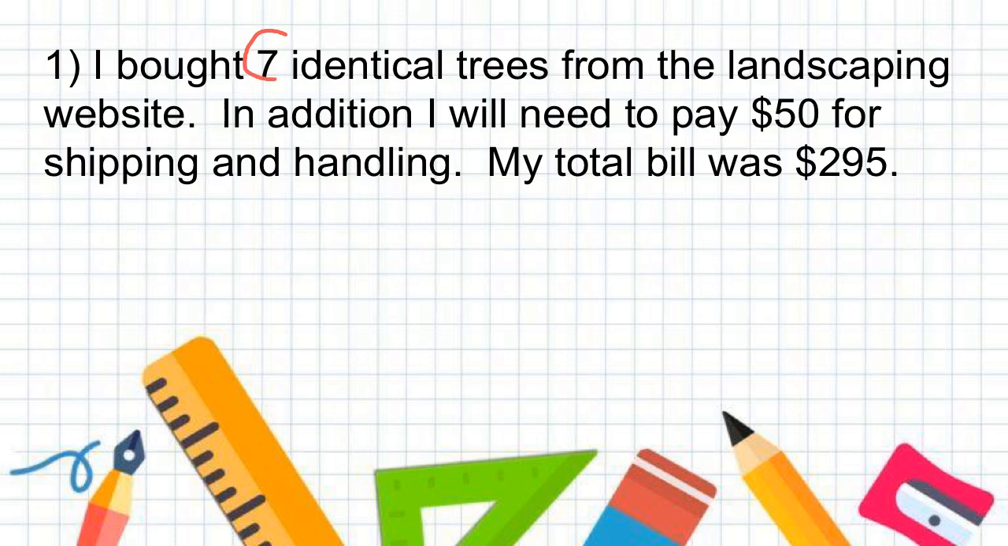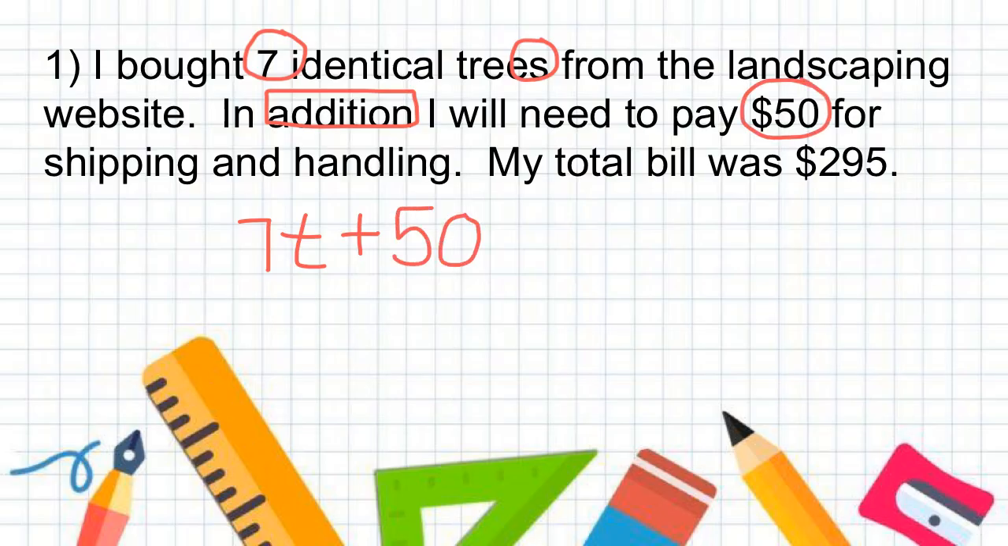And I know I am buying 7 trees. So because that is happening more than once, that's going to get the variable. 7 trees. In addition, I have to pay shipping and handling 1 time. And my total bill was $295. So for this question, it is only a translation. We're just building it. That was our first lesson in this unit.